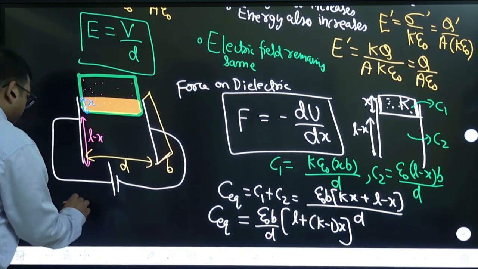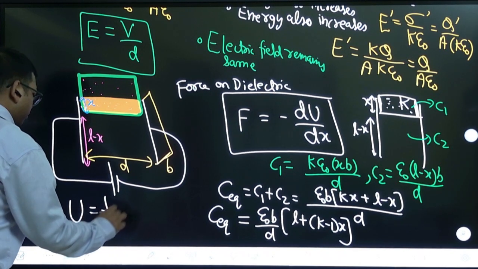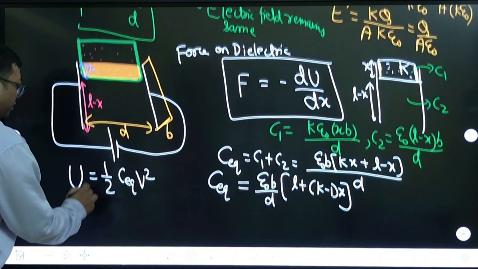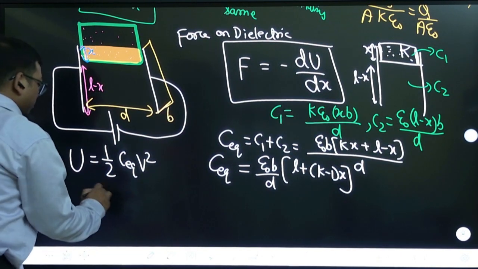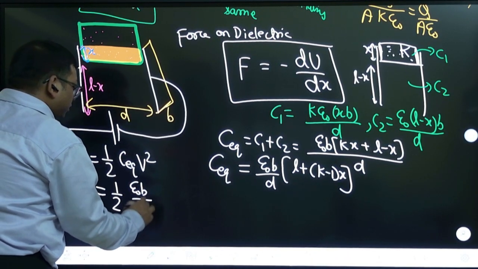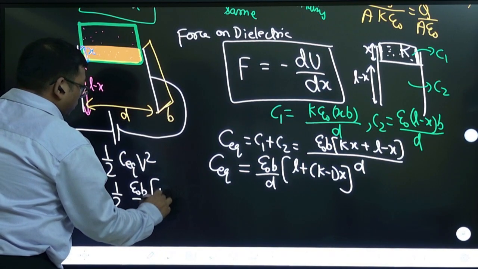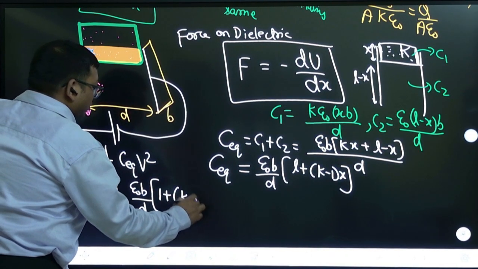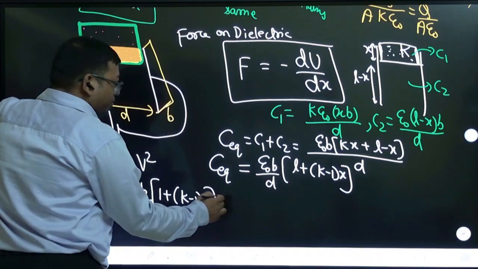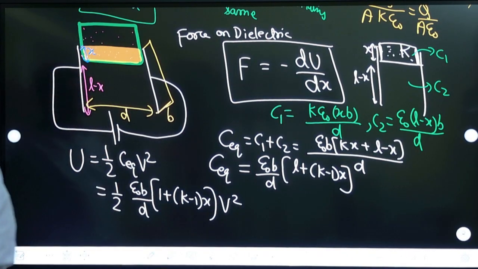So the energy stored in this condition is half C equivalent into V square. This is the energy stored. Let us write the energy stored. So half C equivalent is epsilon naught B by D into 1 plus K minus 1 into X, right, into V square. Okay, so we got the energy.